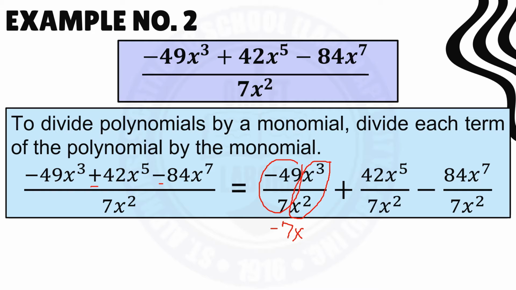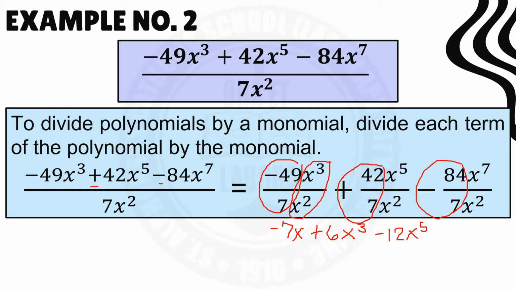So the next term would be 42 divided by 7 for our numerical coefficient. So that becomes plus 6. Then since they have the same variable, copy variable x, then subtract their exponents, so that becomes 3. Then divide negative 84 over 7, so that is minus 12. Then still copy x, and then subtract 7 and 2, so that is 5.